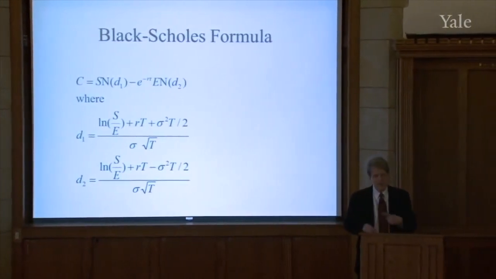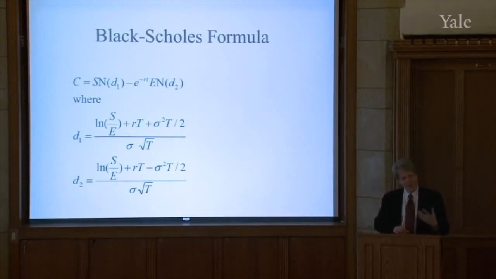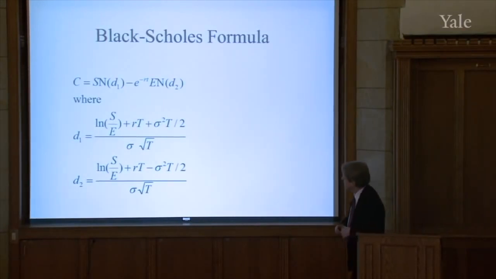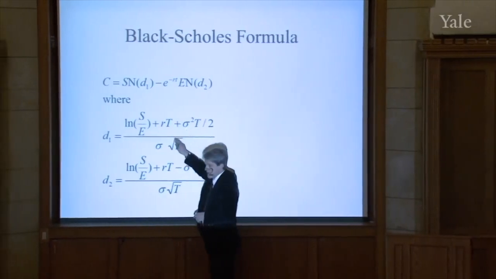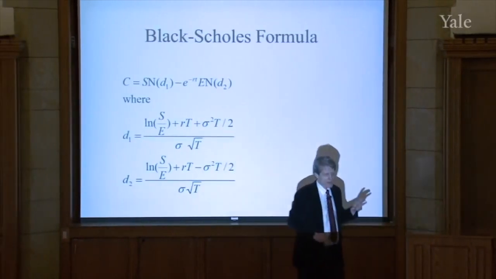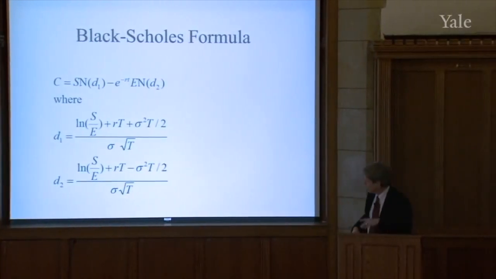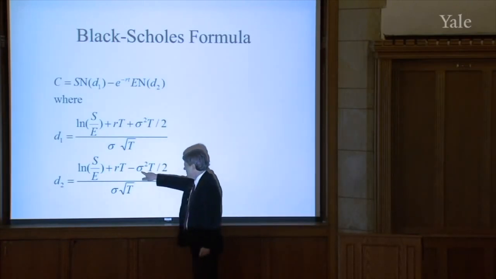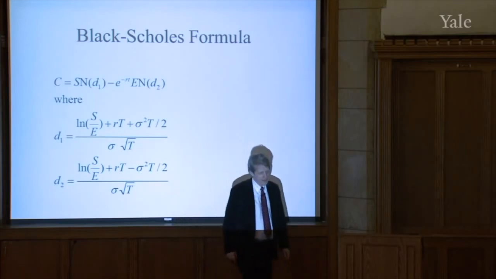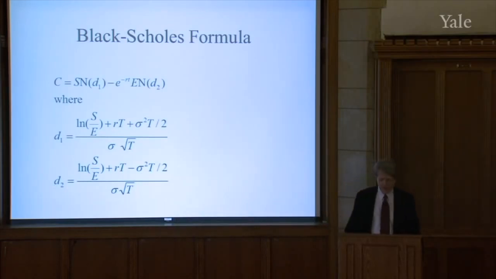But I can also turn it around. If I already know what the option is selling for in the market, I can infer what the implied sigma is, right? Because all the other numbers in the Black-Scholes formula are clear. They're in the newspaper, or they're in the option contract. There's this one hard to pin down variable: what is the variability of the stock price?